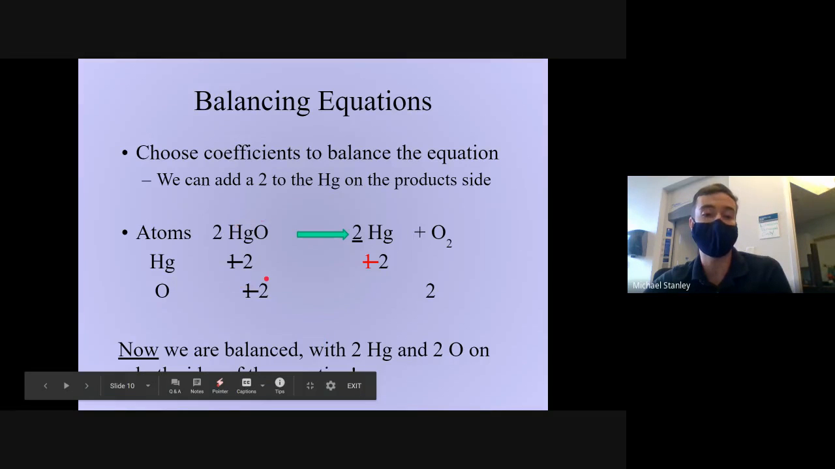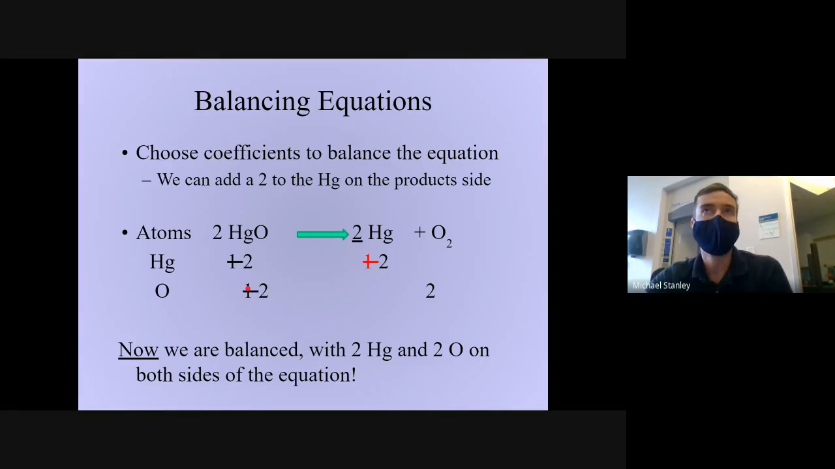We have 2 Hg's and 2 O's on the reactant and the product side. So our final answer, if you will, our final equation is 2 HgO yields 2 Hg plus O2. So this is our final complete balanced chemical equation. We started off without these coefficients. We added the first one to try and balance the O's. Since that unbalanced our Hg's, we had to go in and add the second one in order to balance the Hg's.